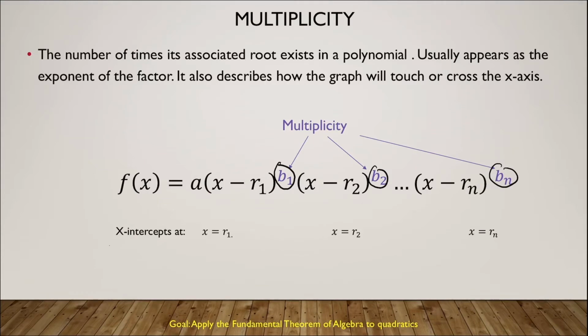If we look down here at the x-intercepts, for this x minus r1, a positive r1 would be my root, and it would have a multiplicity of whatever that exponent is. If it was 2 times, it'd say multiplicity of 2. If it's 4, we're saying how many times is that root a root?